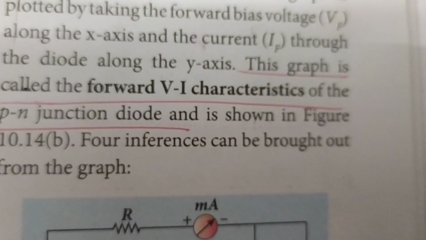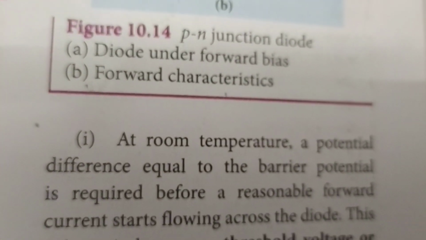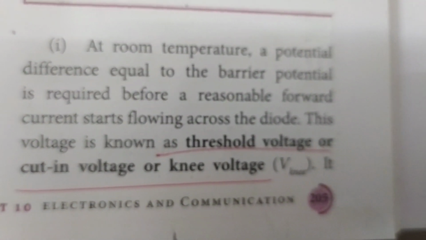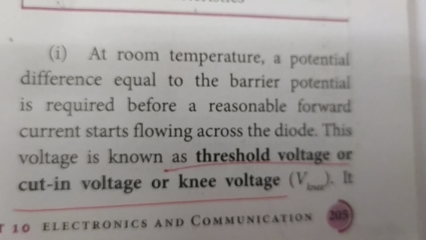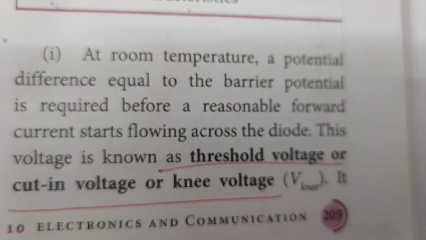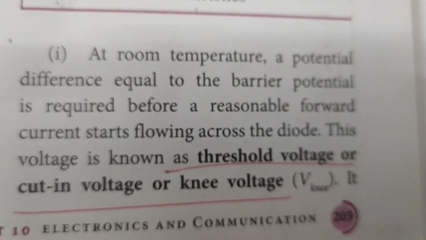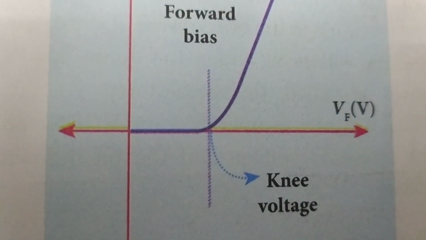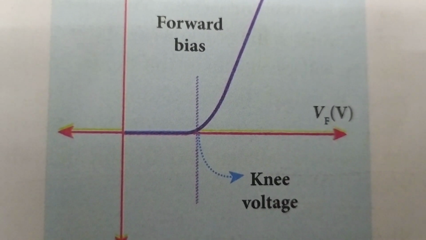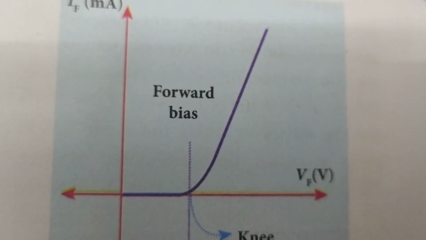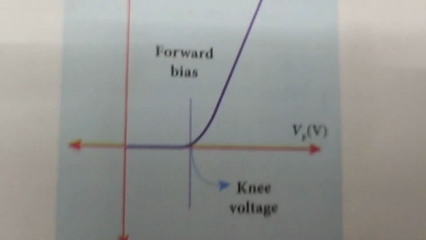So usually this graph is called the VI characteristics of the PN junction diode, and you see the diode under forward bias, and this is the forward characteristics. And so a reasonable forward current starts to flow across the diode at room temperature when a potential difference equal to the barrier potential is applied. This is the threshold voltage or cut-in voltage or knee voltage. So in this diagram, that point is called knee voltage. Knee voltage is the voltage at which the current begins to flow, and there will be a sharp increase in the current after this knee voltage.